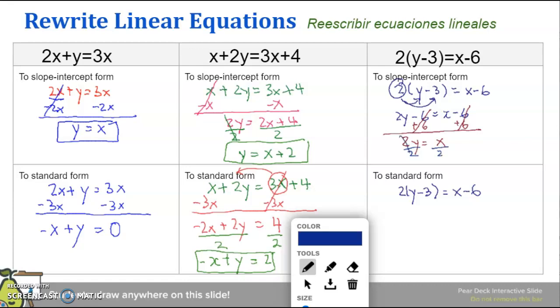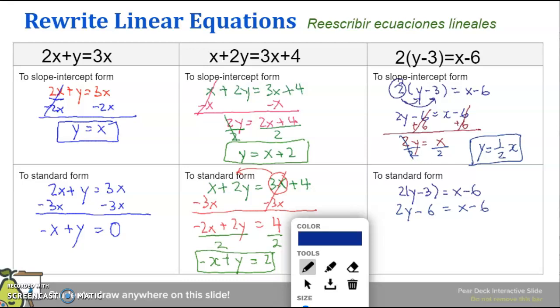That becomes y is equal to x divided by 2, or we can think of it as half being multiplied to x. So it's y is equal to half x. What about this problem? The to standard form. Again, we're going to expand this out: 2y minus 6 is equal to x minus 6.